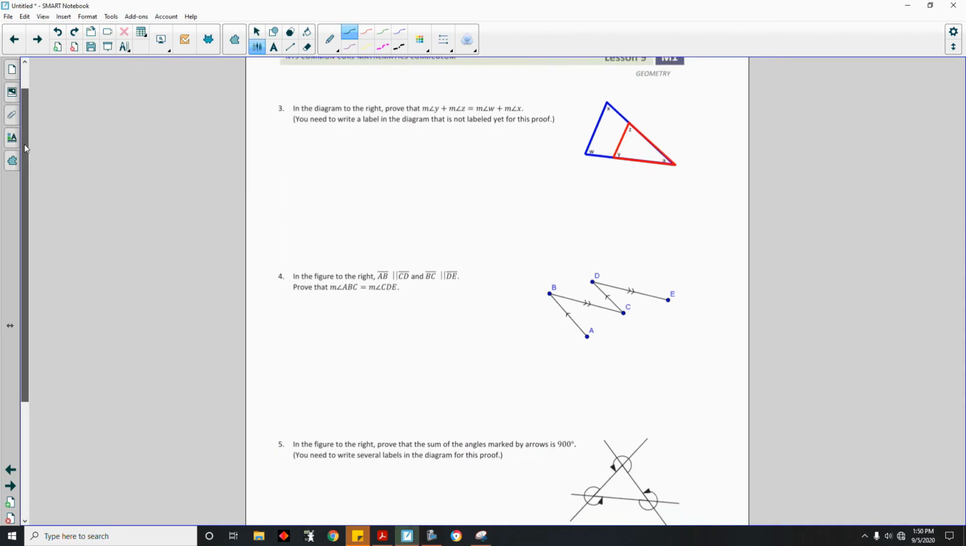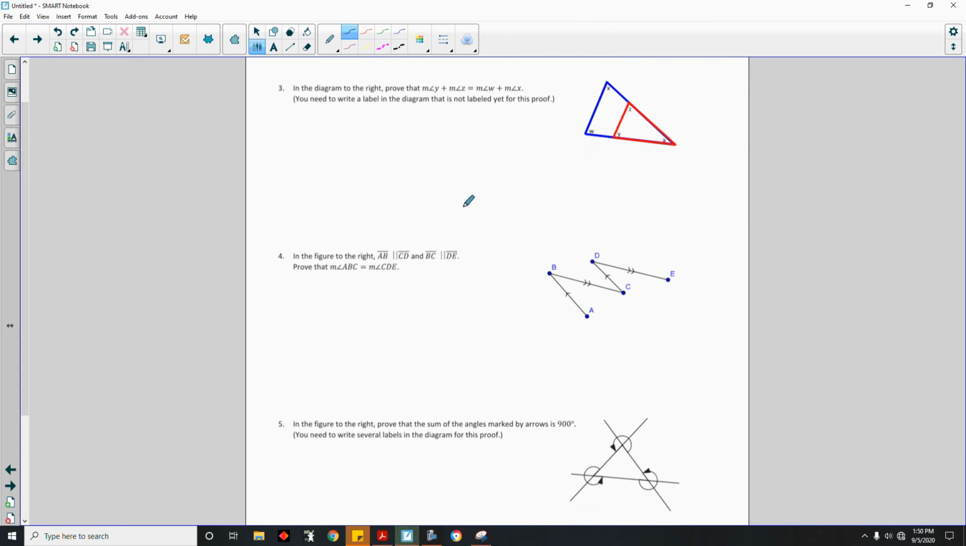Okay, page 3 brings us to exercise number 3. Hopefully you try this on your own. Pause the video, see if you can do these, and then come back and check. Okay, so number 3 says in the diagram to the right, prove that, so I'm going to label this up a little bit, the measure of angle Y plus the measure of angle Z is equal to the measure of angle W plus the measure of angle X. That's what we're trying to prove here.